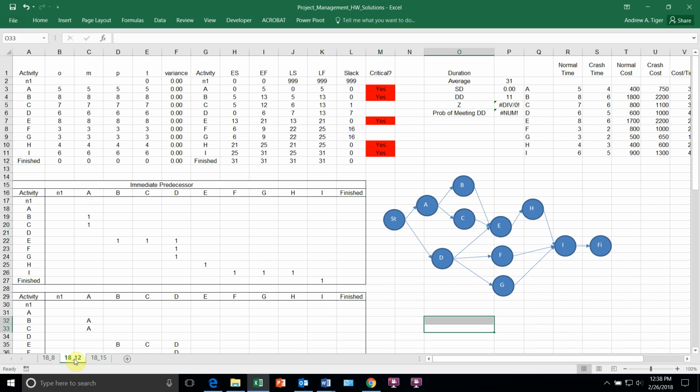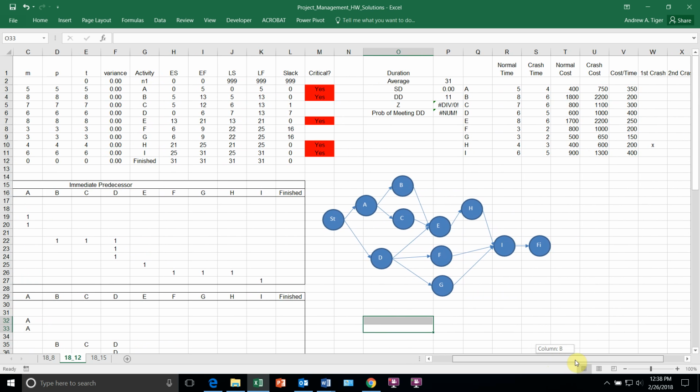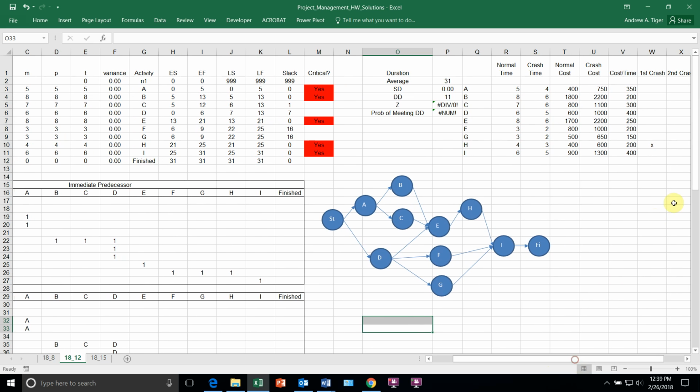Problem 12 asks you to shorten it by 3. You could formulate this as an optimization model and use Solver and let Solver determine exactly which activities to crash. Other than that, it gets kind of difficult. There's an algorithm that you can follow, and what you need to do is focus on the cheapest crashing cost per time, and it has to be on the critical path.